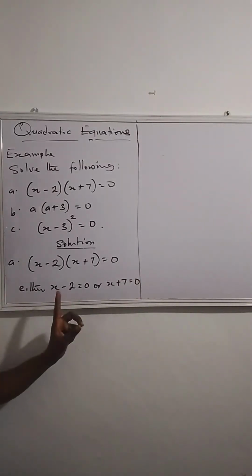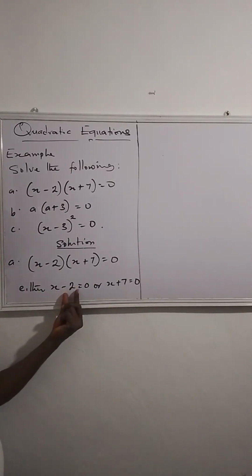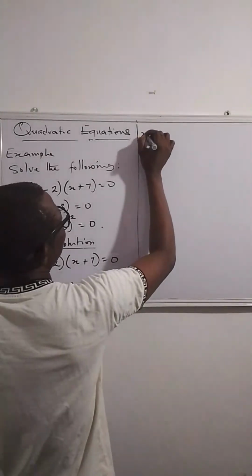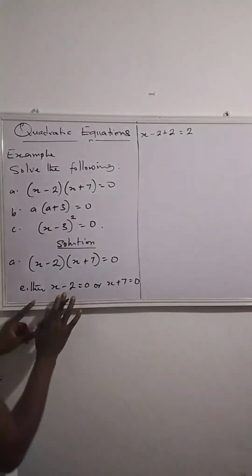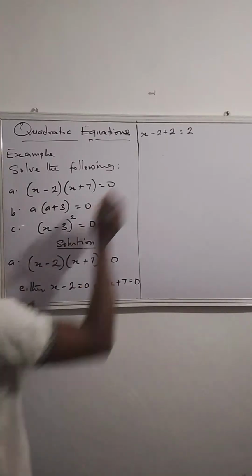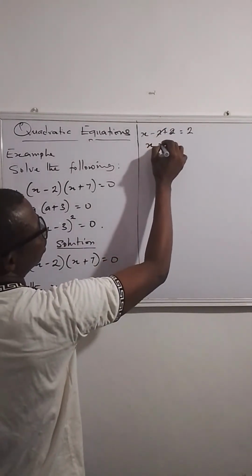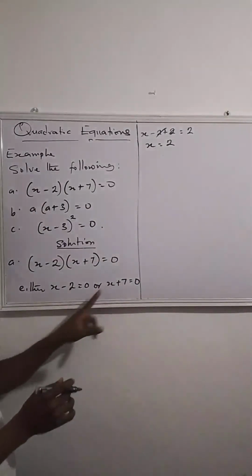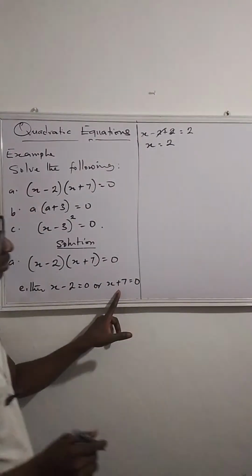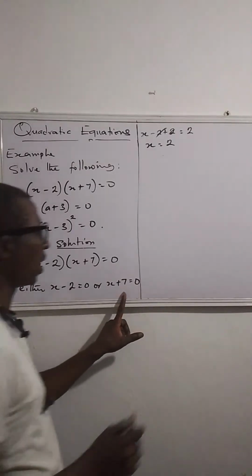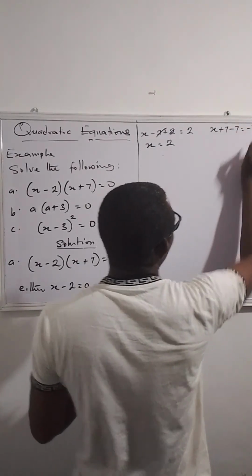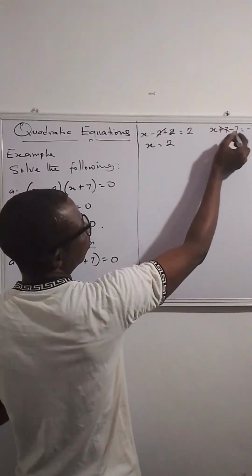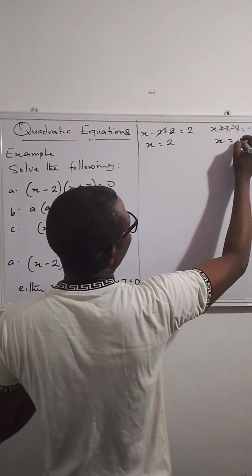Now from here you can add 2 to both sides so that you eliminate this minus 2. So you have x minus 2 plus 2 equals 2. I'm adding 2 to both sides, so this will cancel this. So you have x equals 2. Now look at the second one. I will subtract 7 from both sides. So I have x plus 7 minus 7 equals minus 7. Plus 7 cancels minus 7. So we have x equals minus 7.